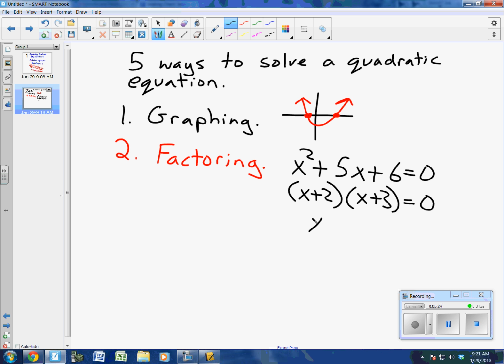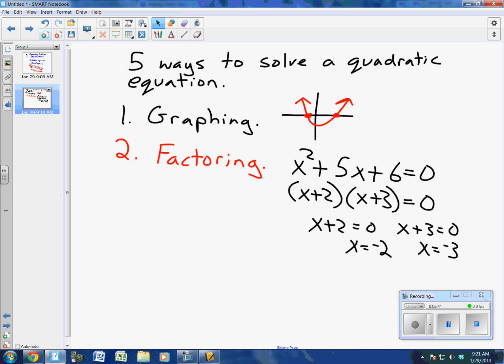And so the way we do that is we set each factor equal to 0 and solve it. If it's a more complicated one, these you can just look at and tell what they are. But we have those, and we've learned that method, right? So everybody understand that? Okay, that's the second method.